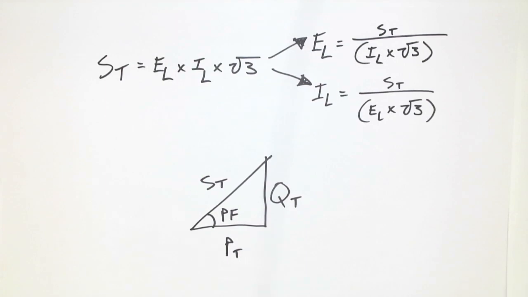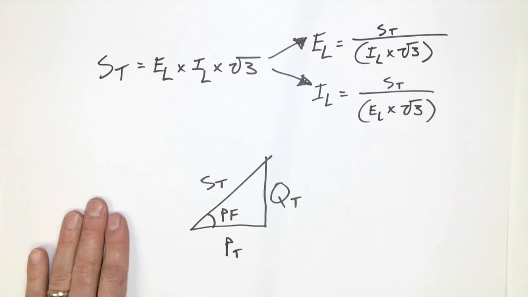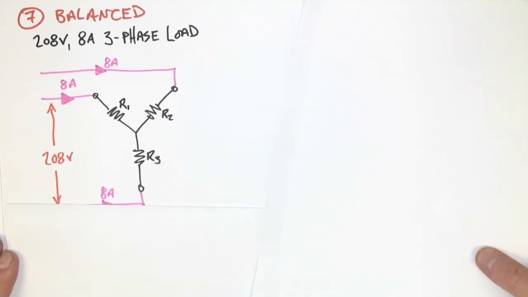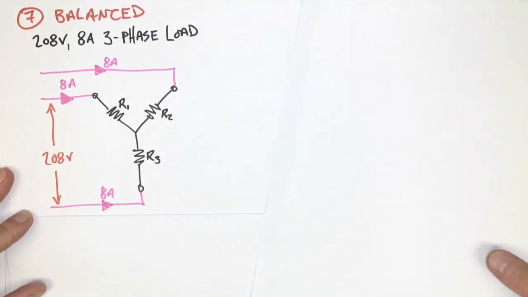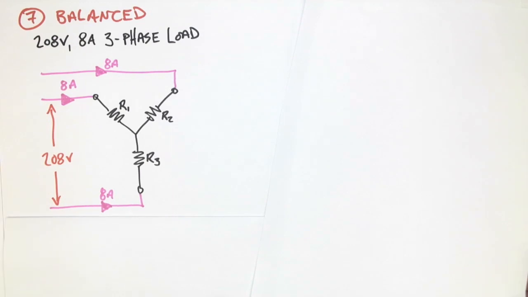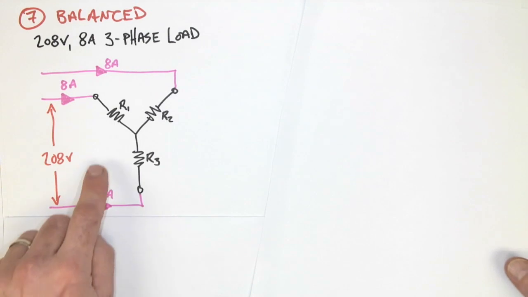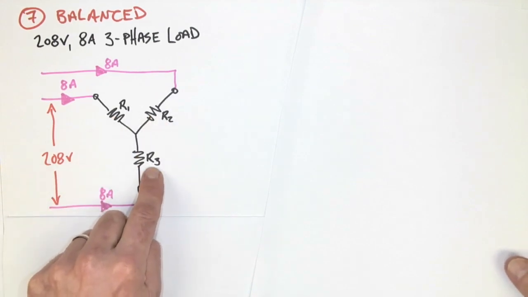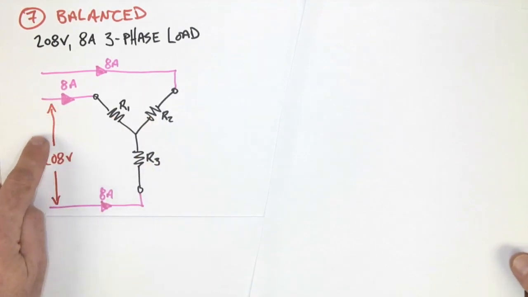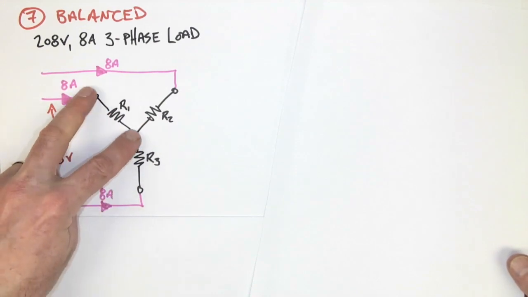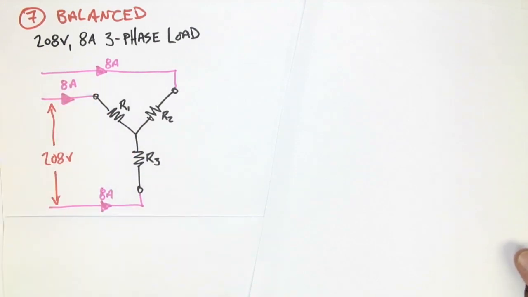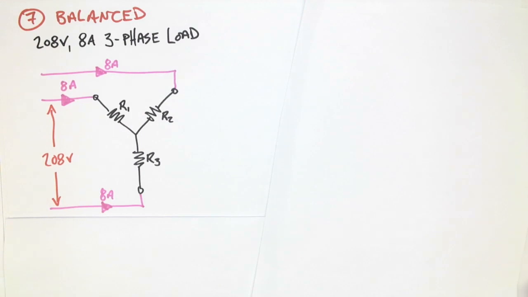Well, let's take a look at some examples that utilize these equations then. The first one we're going to look at is a balanced Y system. It's 208 volt, 8 amp, three-phase. Each one of these is identical in ohmic value, and we know that if there is 208 volts there, there's definitely 120 across each one of the resistors. What we want to look at is simply what is the total watts that this load is consuming.